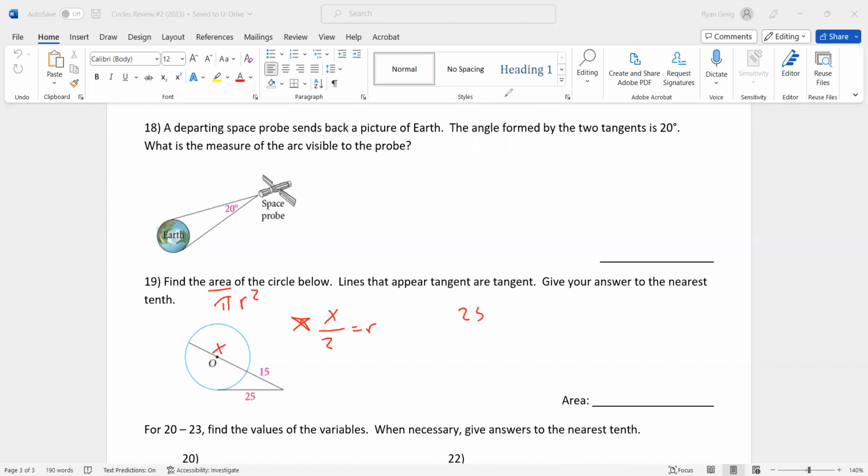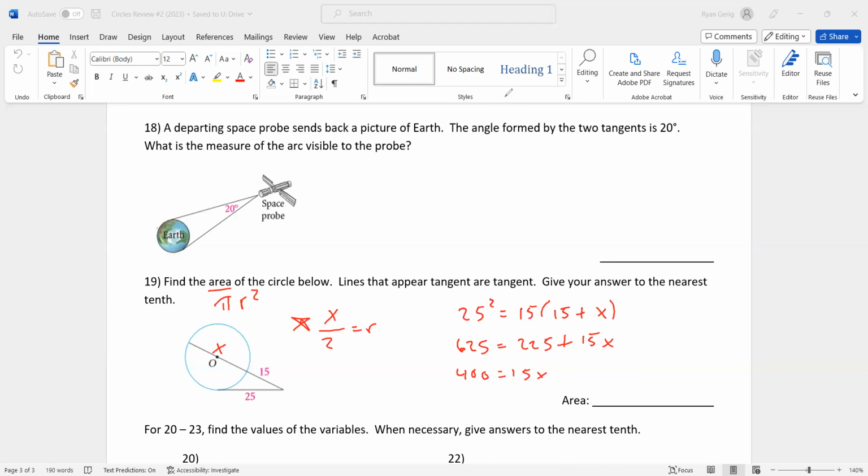So 25 is a tangent line. I'm going to square that. Equals 15 times 15 plus X. So 625 equals 225 plus 15x. Subtract, I get 400 equals 15x. Divide by 15. It's not a good number. 400 divided by 15 is 26.6 repeating.